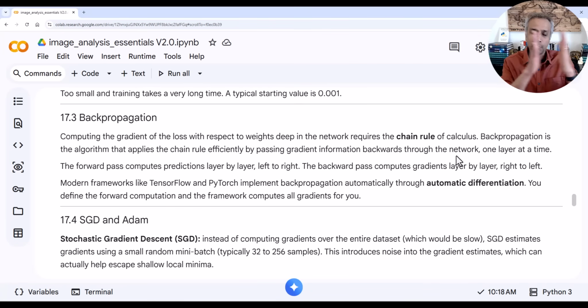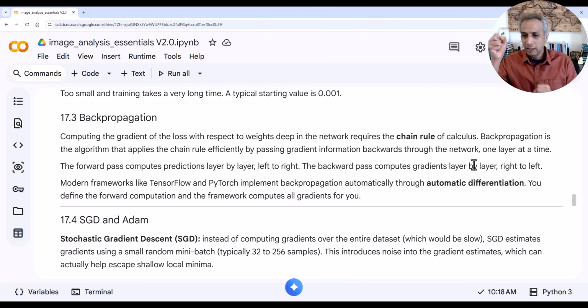You have your neural network, right? On the left-hand side, you have your features from the image. On the right-hand side, you have your final probability, your output. In between, you have these hidden layers. And a forward pass basically means you go from the features all the way to the output, that's where you find out what the output is. A backward pass is nothing but a computation of gradients layer by layer, right to left.